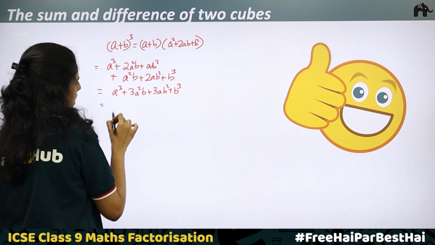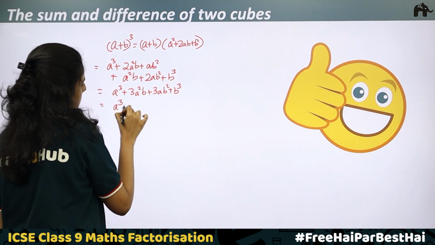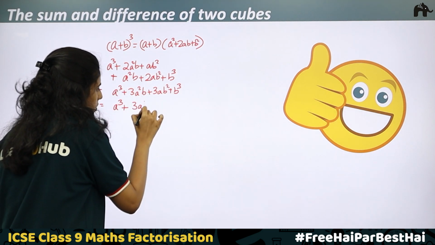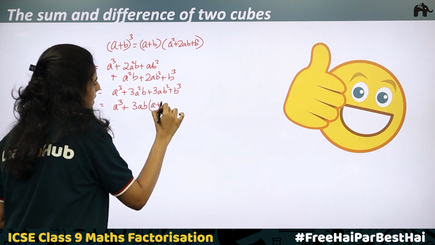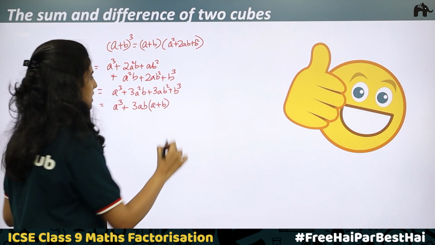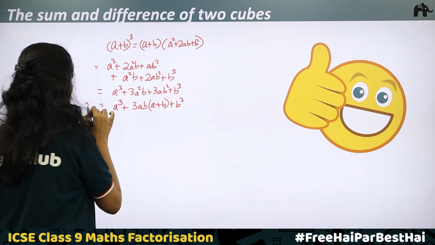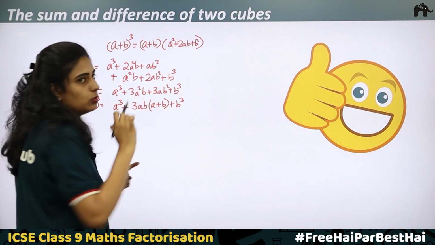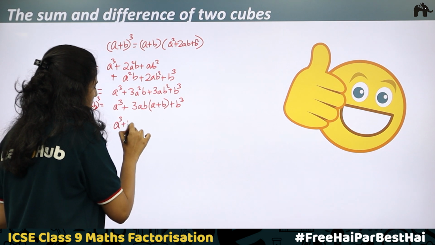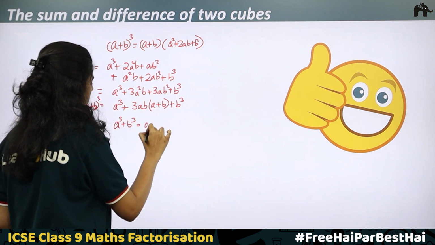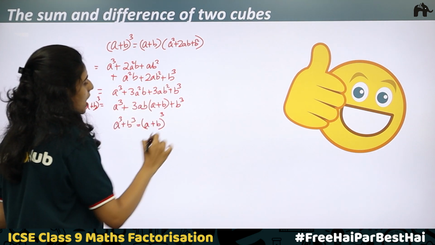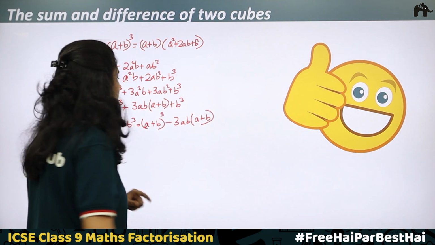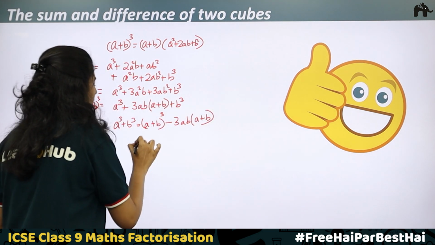Or this is equal to a cube plus, here you can see 3a square b and 3ab square. 3ab is common, taking out 3ab, then you will be having (a plus b) inside the brackets, plus b cube. So to get the form for a cube plus b cube, that is the sum of two cubes, a cube plus b cube, what do we get? a cube plus b cube will be equal to (a plus b) whole cube minus 3ab into (a plus b).